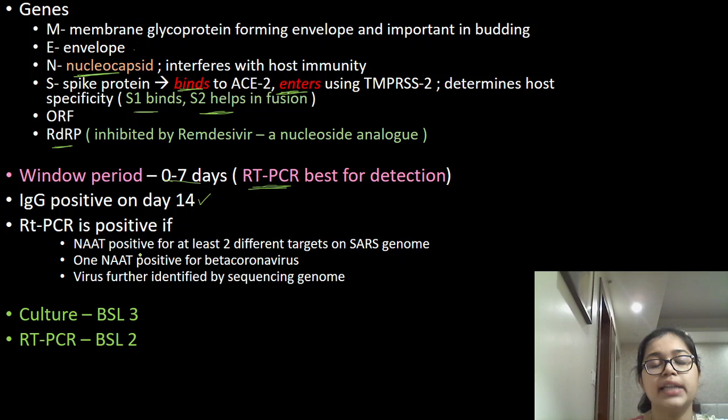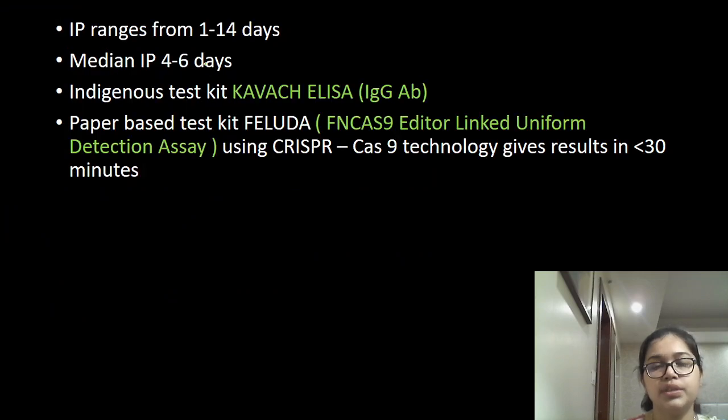RT-PCR is said to be positive if the nucleic acid amplification test is positive for at least two different targets on the SARS genome, or one NAT is positive for beta coronavirus, or the virus is further identified by sequencing of the genome. Culture needs biosafety level 3, RT-PCR needs biosafety level 2. Incubation period ranges from 1 to 14 days, whereas median incubation period ranges from 4 to 6 days.